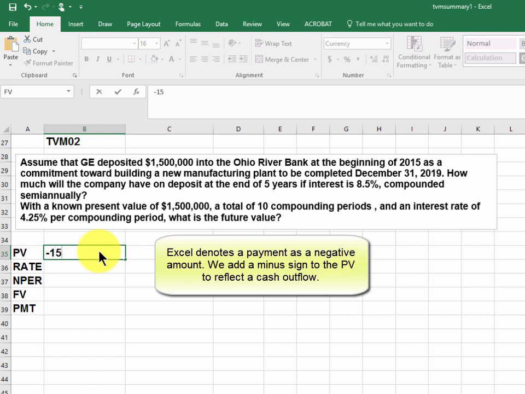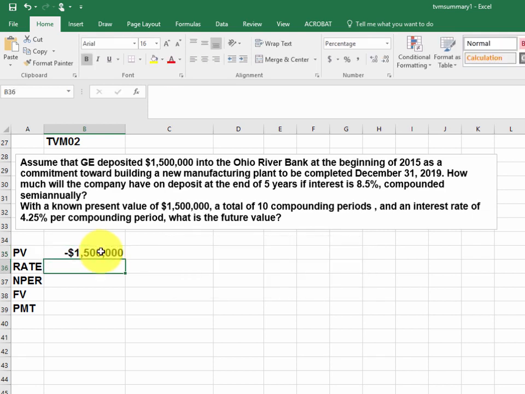The present value, PV, is $1,500,000. The interest rate is 8.5% divided by 2, or 4.25%. The number of periods, N per, is 10, or 2 times 5.